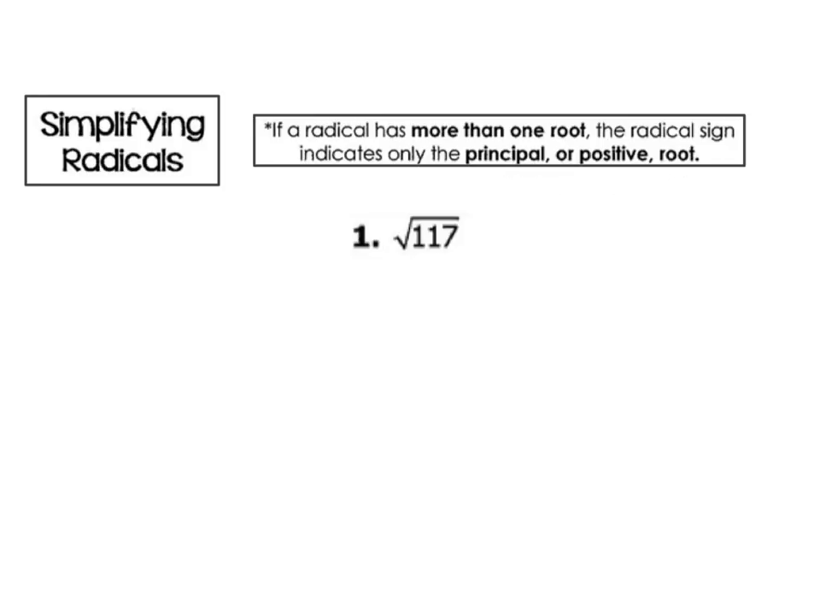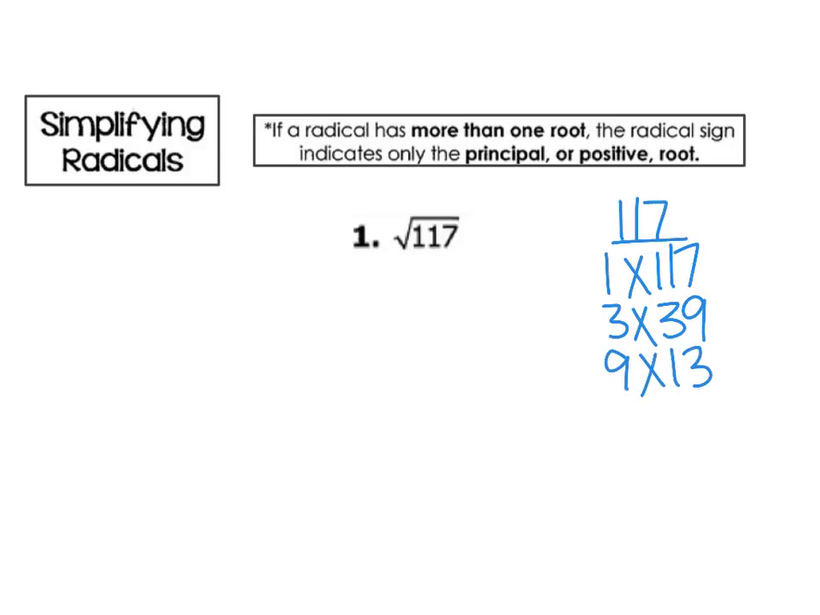So what we want to do is break down 117. If we're taking the square root of 117, we want to list out all the factors of 117 until we find a perfect square. So 117, let's see, we've got 1 times 117. 2 doesn't go into it. 117 divided by 3, we get 3 times 39. None of those are perfect squares. 4, does 4 go into it? Nope. 5 doesn't go into it. 6, nope. 7, nope. 8, nope. 9, oh, yep, 9 times 13. And 9 is a perfect square. So these are our winners. These are the factors we want.